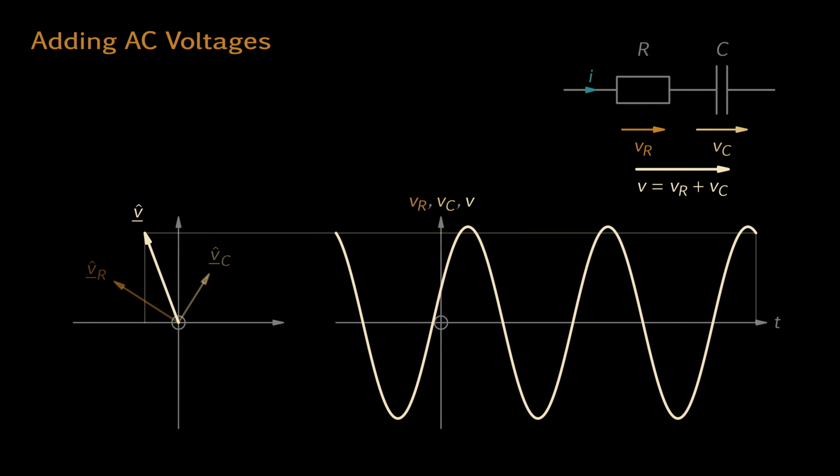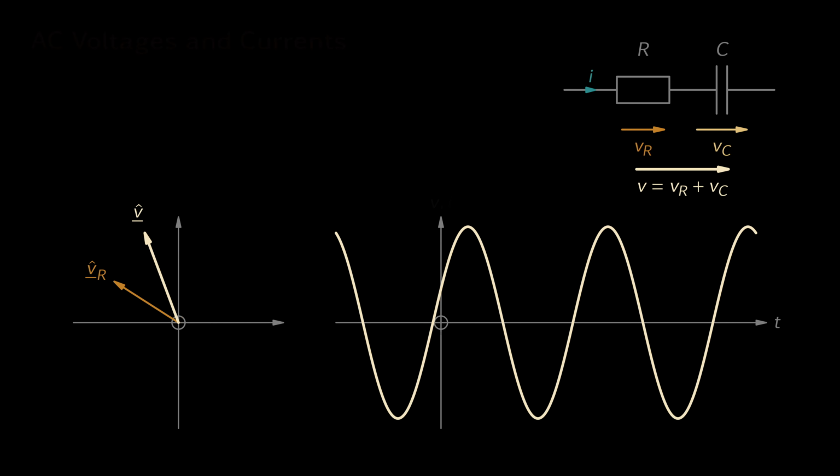So how does this phasor V relate to the phasors for VR and VC? Interestingly, we can get the phasor V by parallel shifting the phasor VC to the head of phasor VR, or vice versa. Our phasor V is then the diagonal of a parallelogram of phasors VR and VC. Since this geometric operation is related to the addition of voltages, we can interpret it as a kind of addition of arrows.